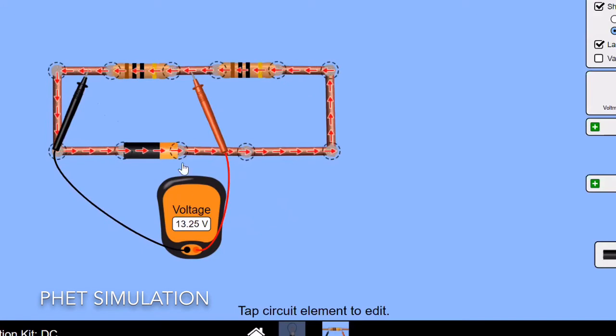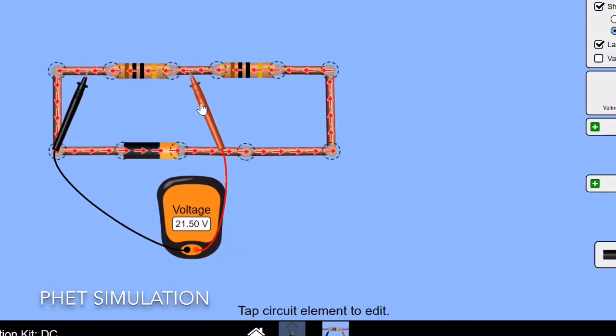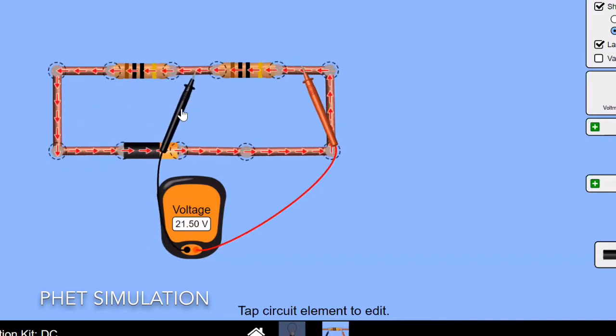And if I increase the voltage of the battery, for example, let's make it 43. Right now we have 43. Again, the sum of the voltage drops of these two resistors should be 43. Let's see. So this one is 21.5, and this one again 21.5. If we add them, it equals 43. You see it agrees with Kirchhoff's voltage law.